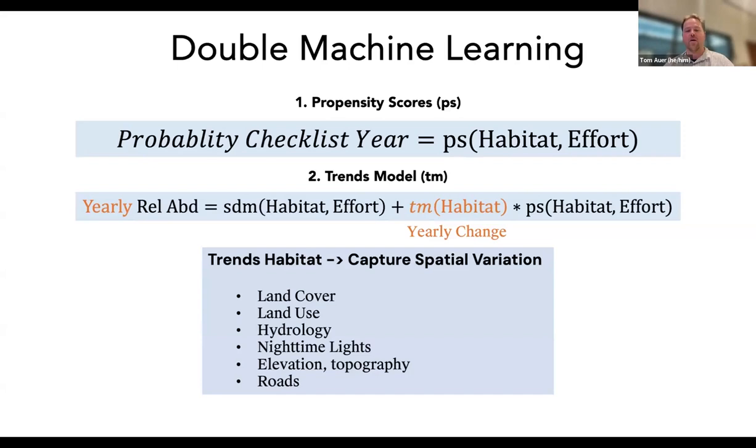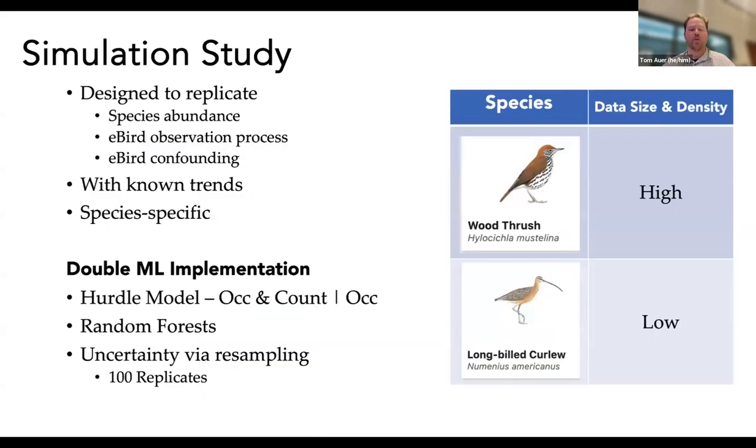I'm just going to show you a little bit now how we implement this and validate it. And so we do this with a simulation study. And the goal is to basically simulate data that is replicating where birds are, their abundance, the eBird observation process, and the confounding in the eBird data. But we're going to apply known trends to this simulated data, and that's what the value of the simulation is. And we do this for every species we model. And we're going to walk through a couple examples here.